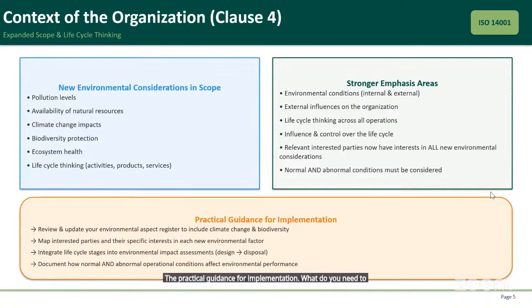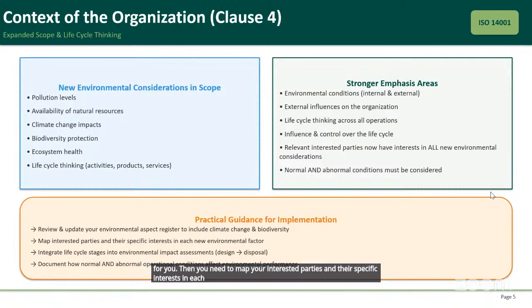Number one, your environmental aspect register. Many of us have that register. You need to review it and update it to include climate change, biodiversity, pollution levels, and ecosystem. Go and take your document and review it to include these things. And thank God we are in the era of artificial intelligence, where you can use many tools to make these things easy for you. Then you need to map your interested parties and their specific interests in each new environmental factor.